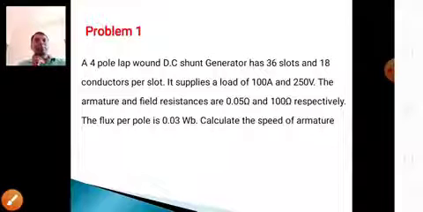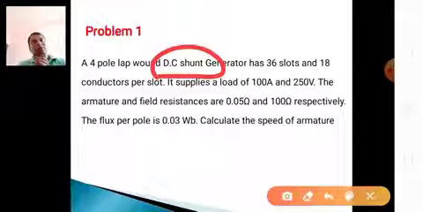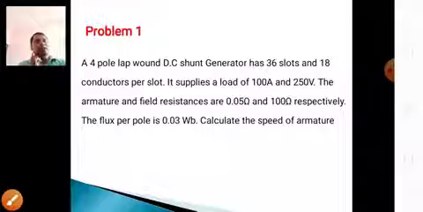Next, it supplies a load of 100 amps. Load means IL equal to 100 amps, and terminal voltage is 250 volts. The armature resistance is 0.05 ohms and the field resistance is 100 ohms. In a DC generator, you always observe that the shunt field resistance is more compared to the armature or series field. So in a DC shunt generator the field resistance is more, right? And the flux per pole phi equal to 0.03 webers.